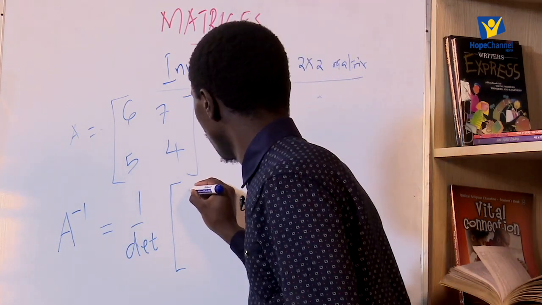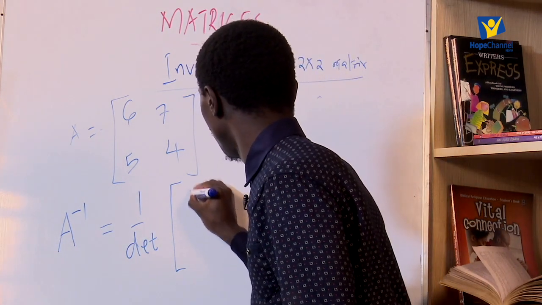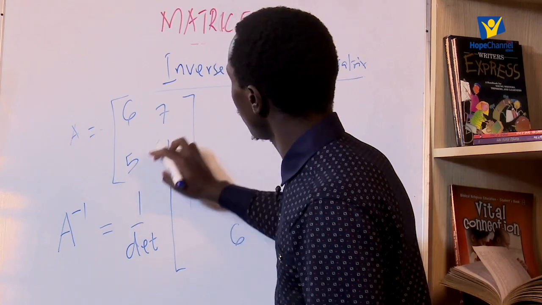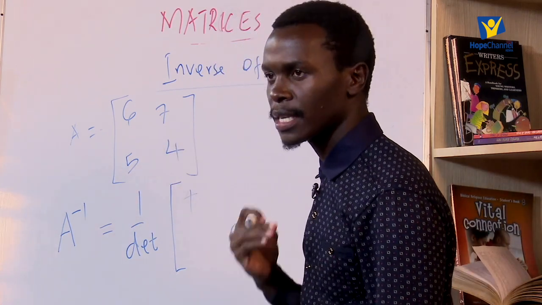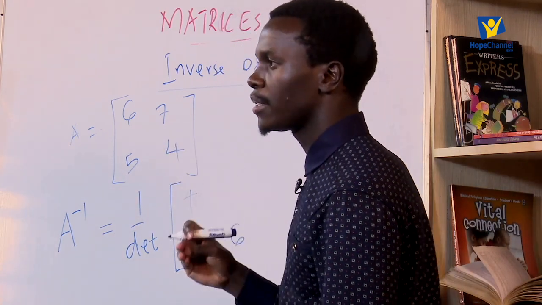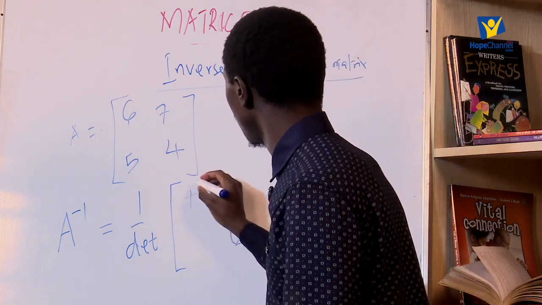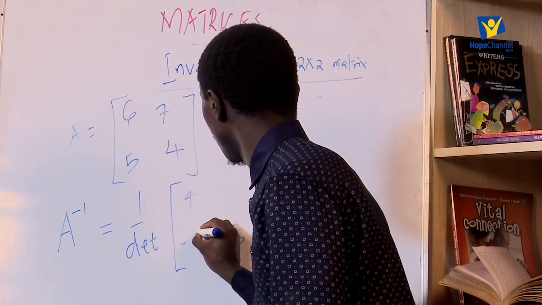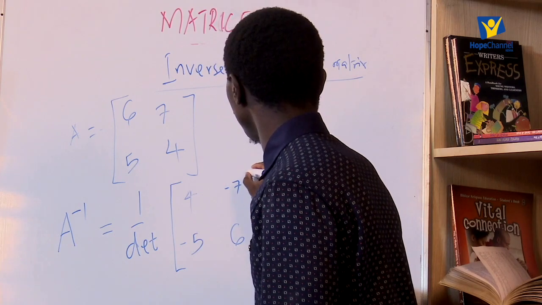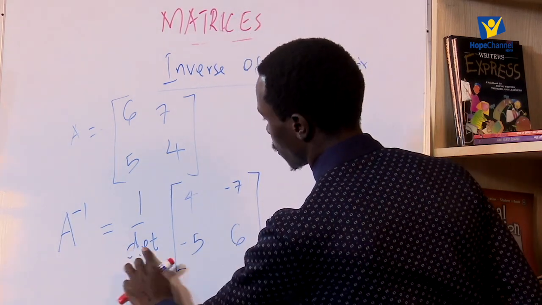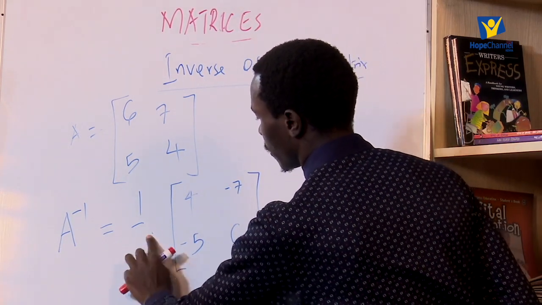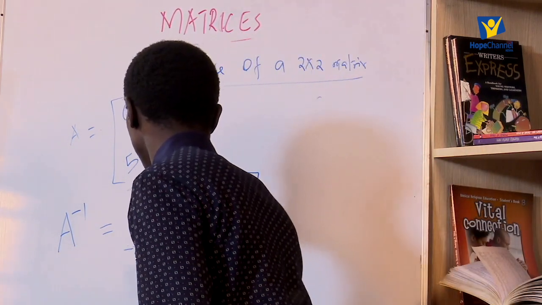We interchange so that we have it as 4, 6, and then for the other diagonal we change the sign, because when it is positive it becomes negative. If it was negative it becomes positive. So this one is negative 5, negative 7. But what was our determinant? It was negative 11. So we have negative 11 right there.